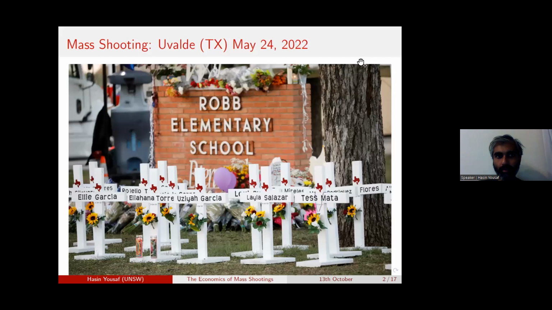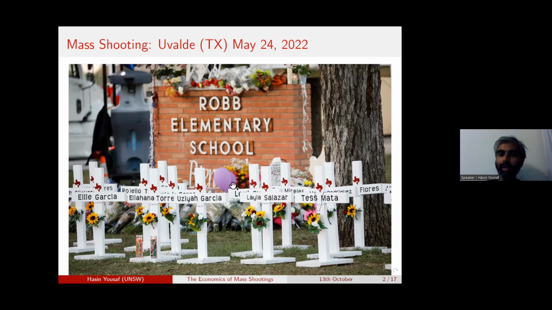So before I go into a more formal way of looking at what mass shootings are and what their effects are, let me give you an example of what type of events are mass shootings. This is an example from a recent mass shooting in Uvalde, Texas. It's a small town in Texas. There was a mass shooting on May 24th, 2022, where one of the students, Salvador Ramos, who was 18 years old, in this high school, ended up killing 22 people and injuring 18 others.